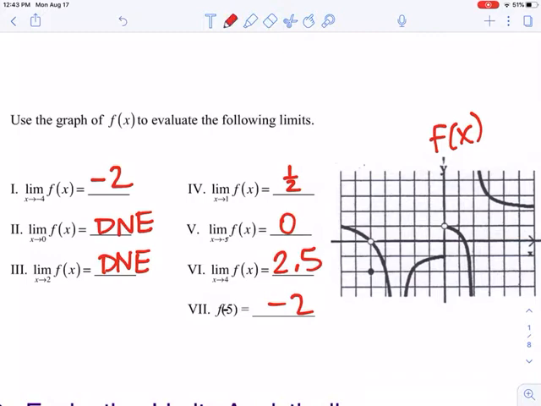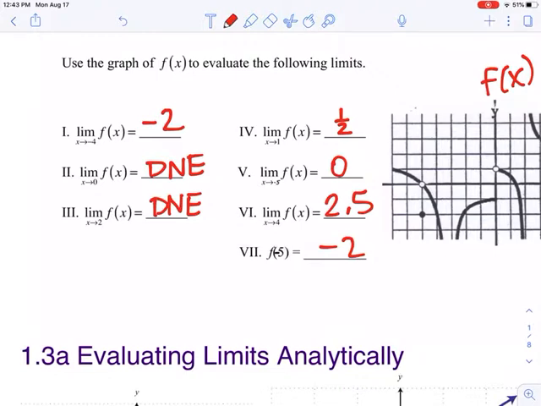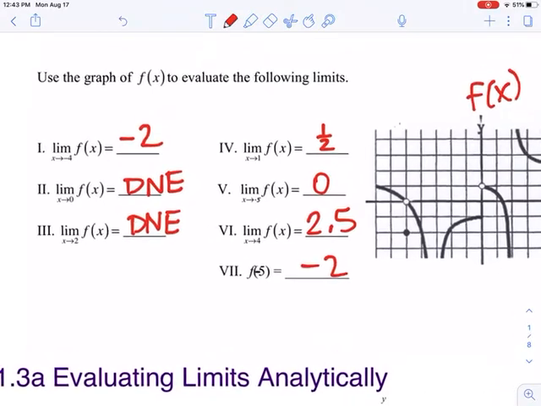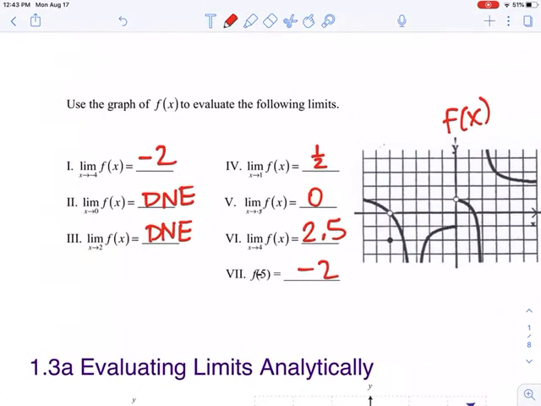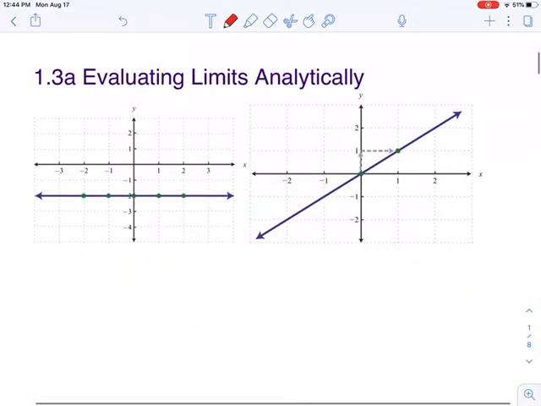So what we're going to do today is we're actually going to look at solving limits analytically. Yes, we can evaluate limits on a graph, but what if we don't have the graph? If we have just the equation, can we go ahead and figure out what the limit is? I have a couple of graphs that we're going to start with just to get our brains going here.